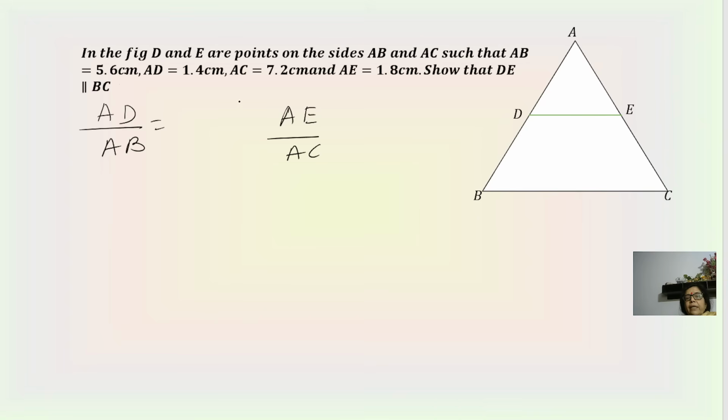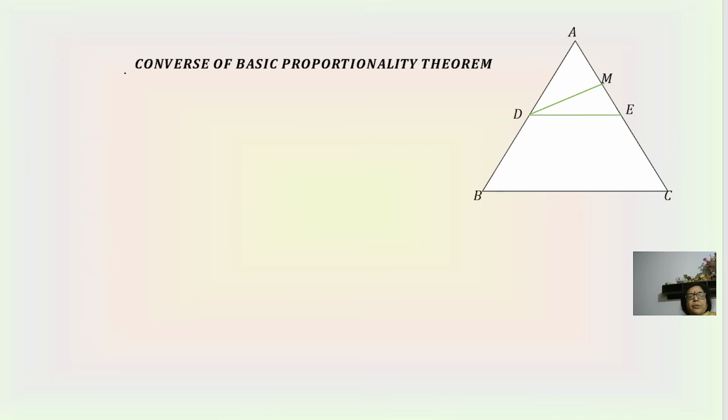AD by AB here is 1.4 by 5.6, that is equal to 1 by 4. And AE by AC, this is 1.8 by 7.2, that is also 1 by 4. So they are forming a proportion.